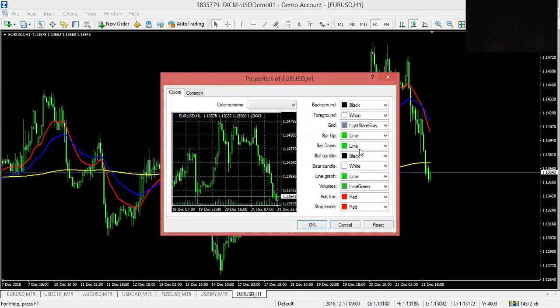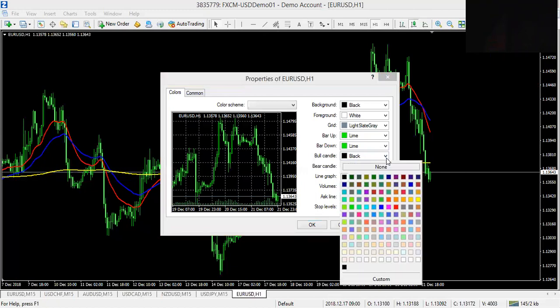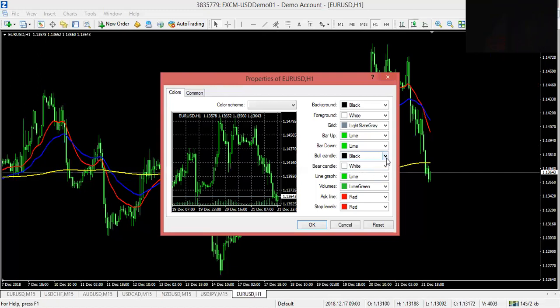Oh jeez. Yellow and black, yellow and black. Oh man. Okay. Bull candle. My bull candle is black. Oh jeez, no, we use green. You said you know green and red. That's what they use most times in illustrations.